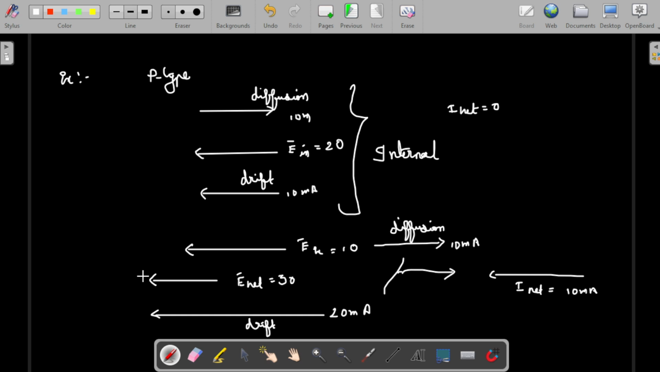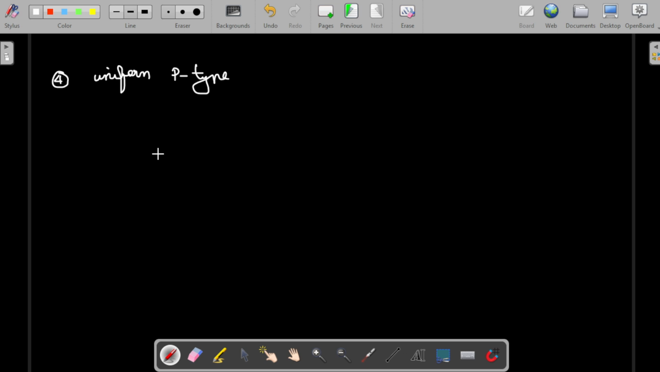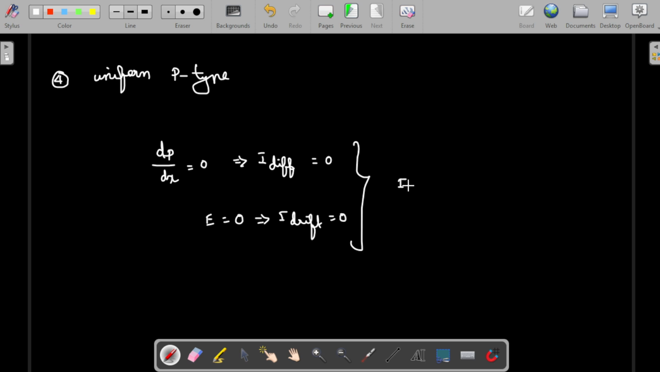Let's take the final and last case, the uniformly doped p-type. This is the fourth one from our understanding. You already know this, so there will be nothing. dp by dx will also be equal to 0. Because of that, the diffusion will also be equal to 0, so no internal electric field will be there. The drift will also be equal to 0, so E will also be equal to 0. Because of that, I drift will also be equal to 0. Comparing everything, we get an I net that will also be equal to 0. That's it. I hope this is understood.